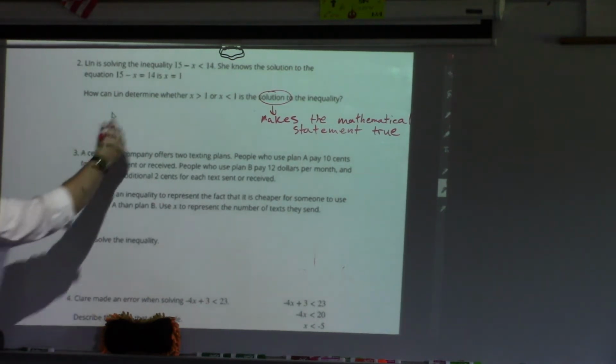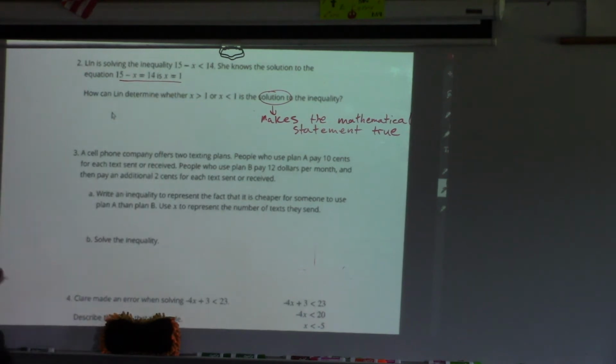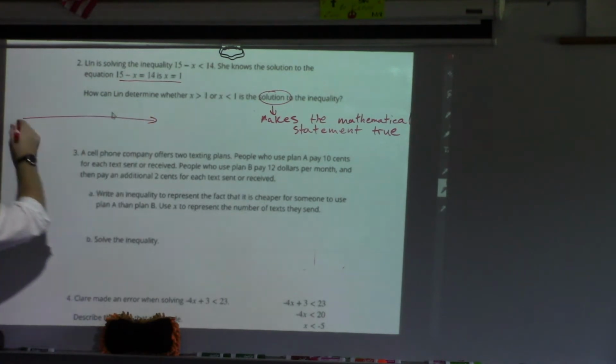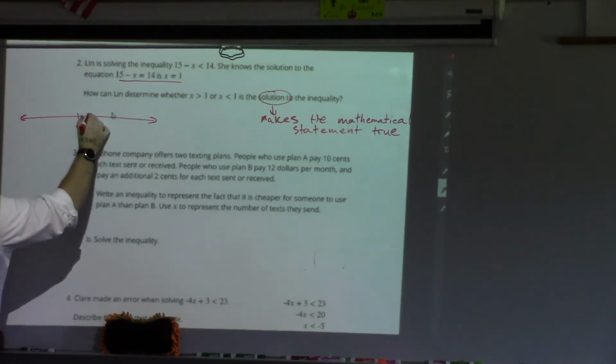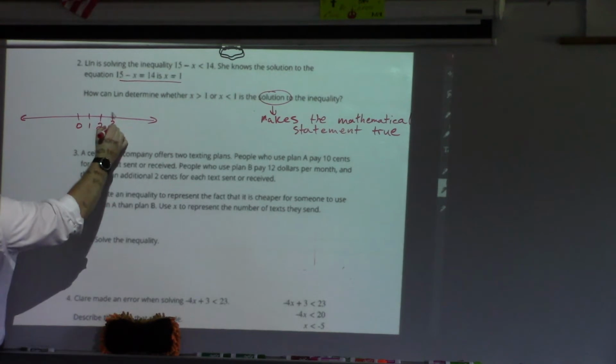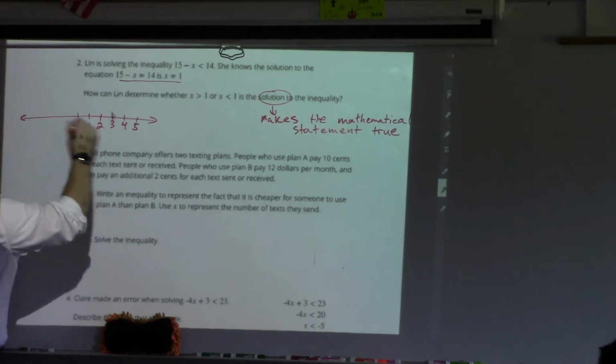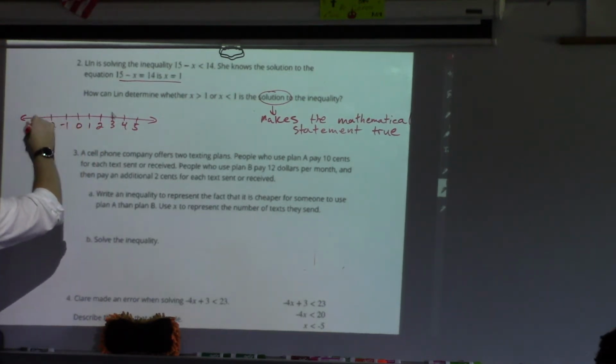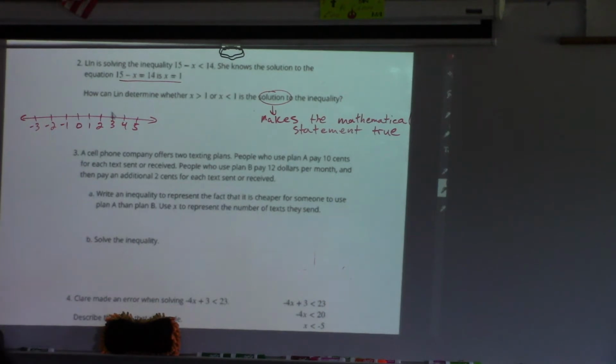Notice how Lynn solved the equation, because what point is going to be on the number line? 1, right? That's the critical value. So how do we determine if x is less than 1 or if x is greater than 1? Plug in numbers. Don't make it more difficult than that. Should 1 be a solution? Should we have an open or closed point on the 1?